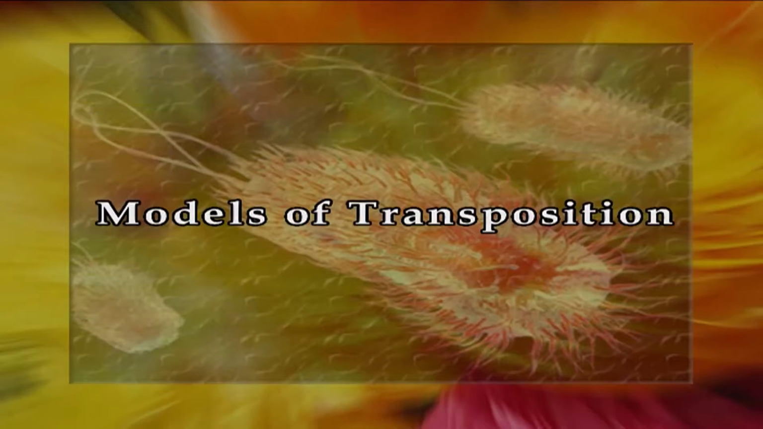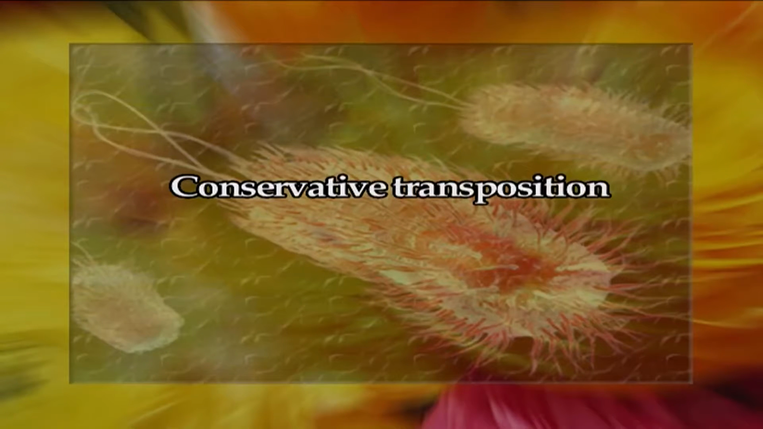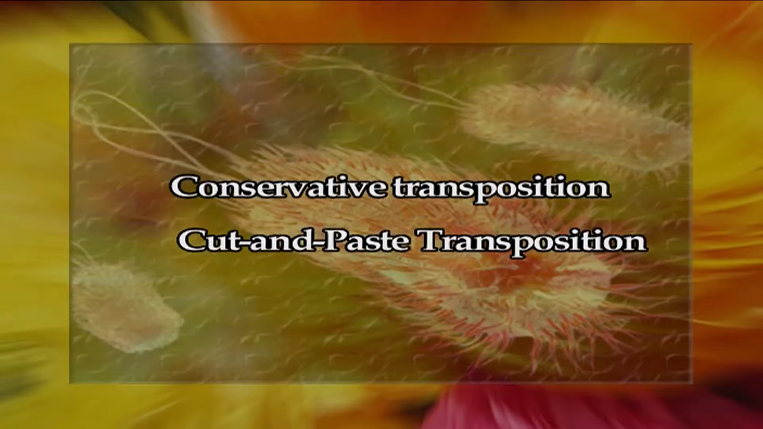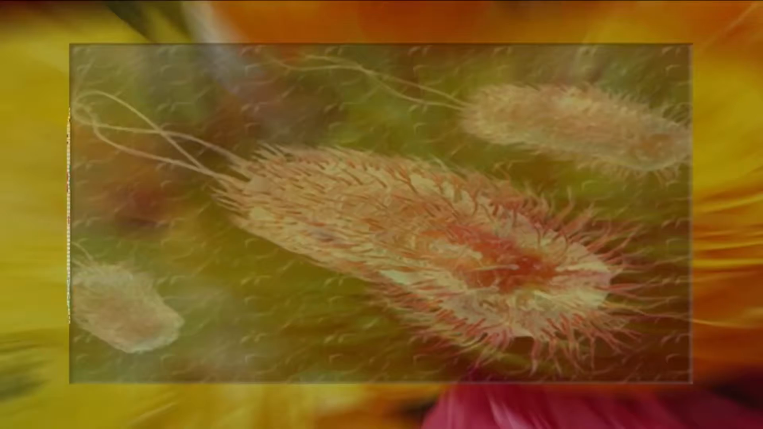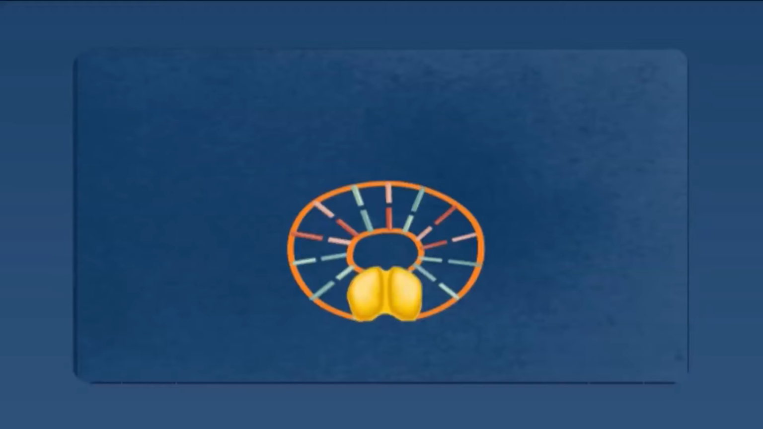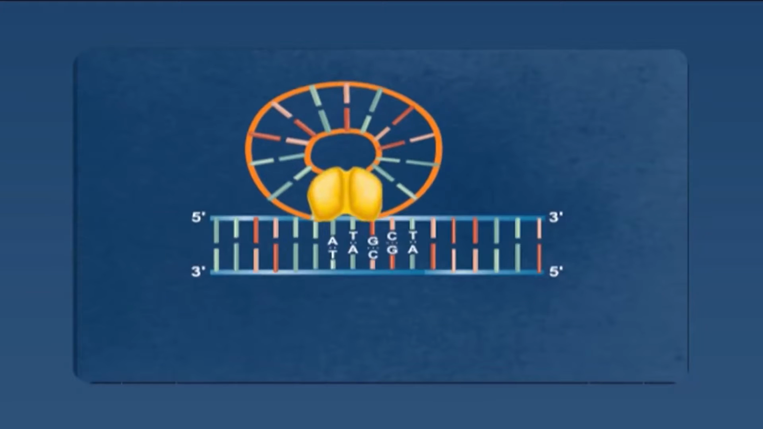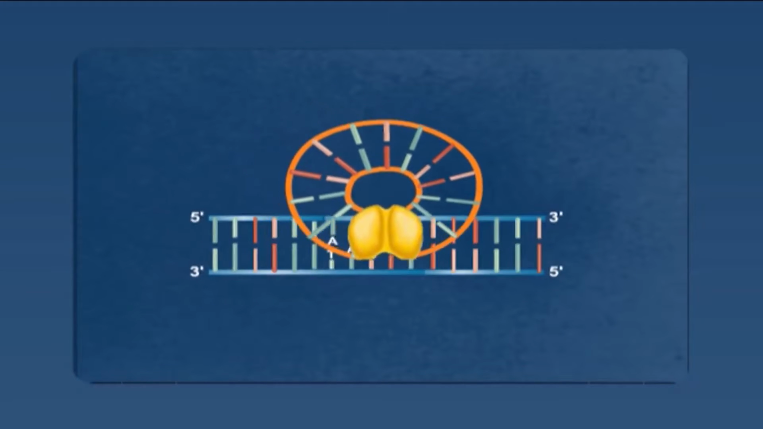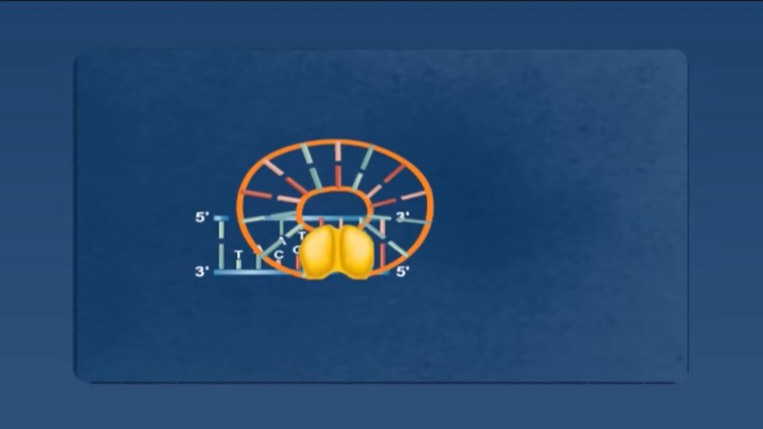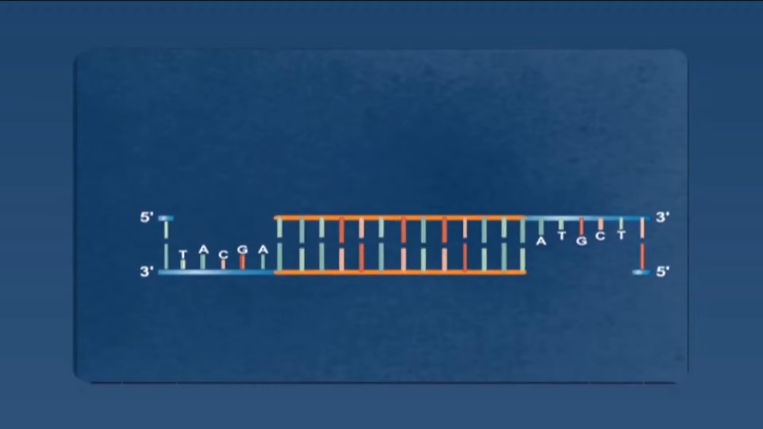Models of transposition. First model, that is conservative transposition or cut and paste transposition. Conservative transposition is so named because the copy number of the transposon is conserved during the operation. It involves the transposon physically leaving one replicon and moving to another. The original replicon is apparently destroyed, so it is critical that the element transpose to another replicon in the cell.